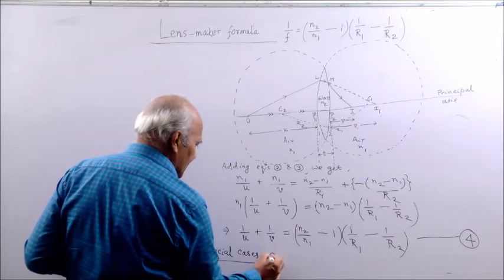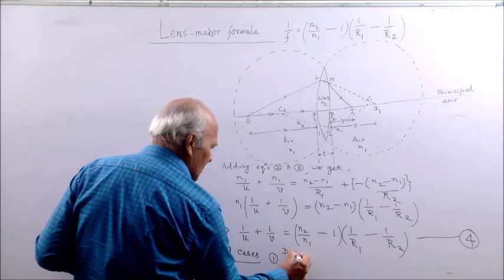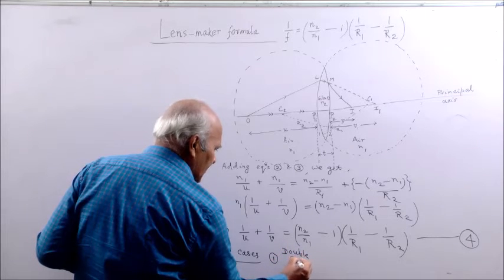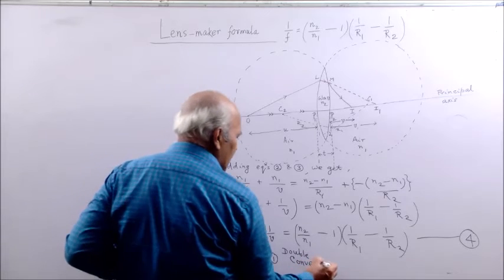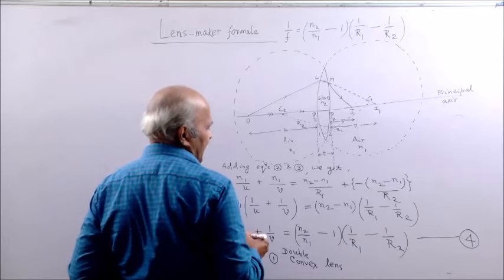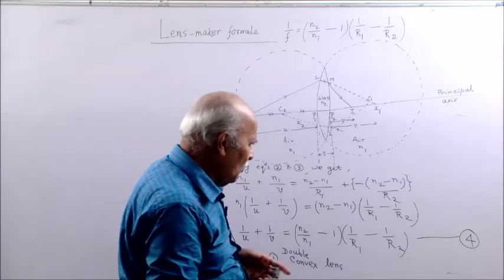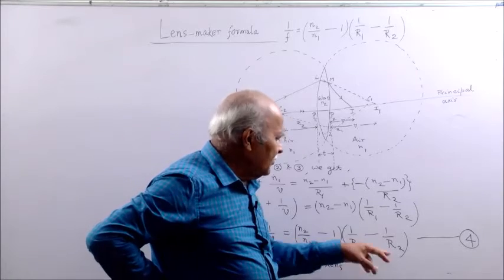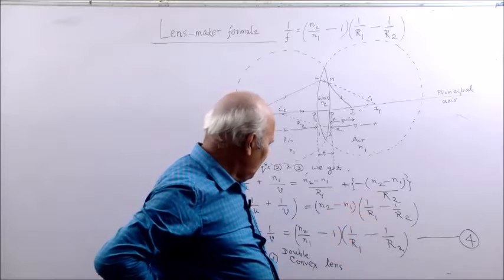Special cases. One is for the double convex or biconvex lens, you can say double convex lens. You see from this formula number 4, if R1 is equal to R2, then it will be 0.